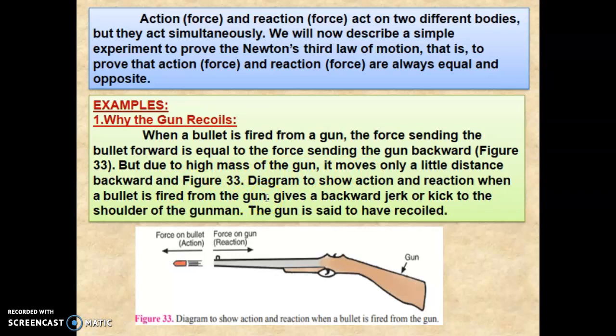You can see the diagram showing the action and reaction when a bullet is fired from the gun. It gives a backward jerk or kick to the shoulder of the gunman. So the gun is said to have recoiled.